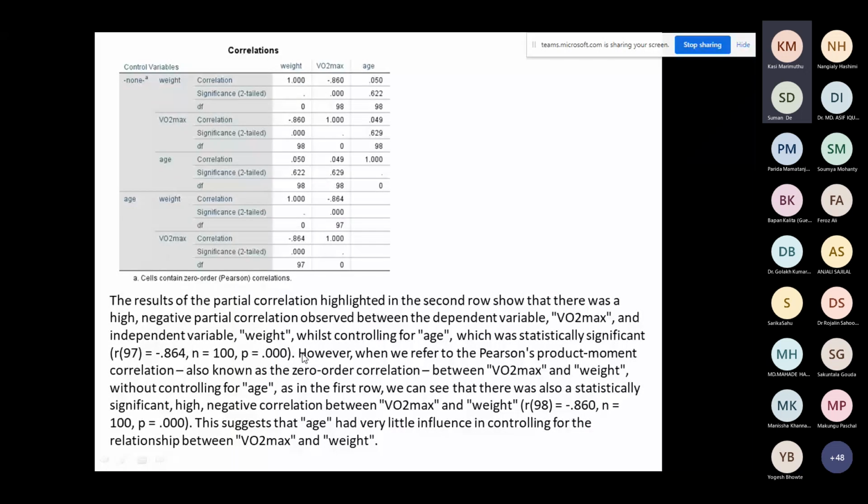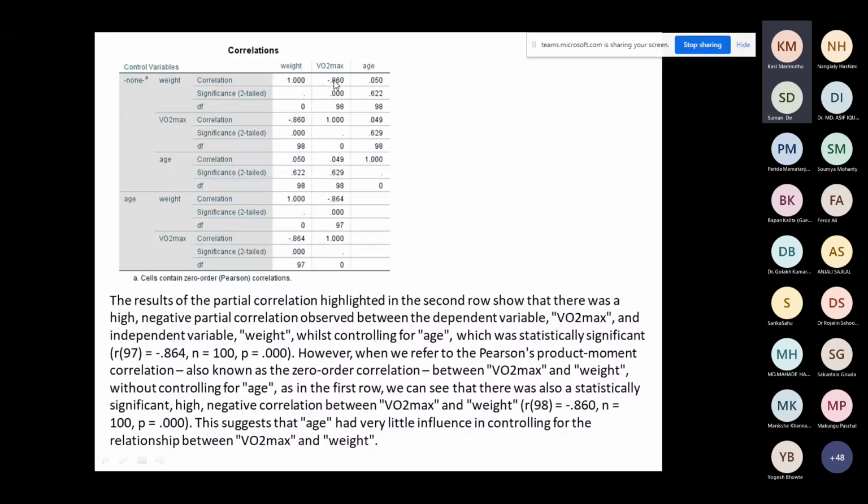However, when we refer to the previous one, the Pearson product moment correlation, this is actually the real correlation without age. The first one conducts weight versus VO2 max. You need to refer to this one. SPSS will conduct the correlation for all three variables, but we need to compare the intersection: weight versus VO2 max, this one.